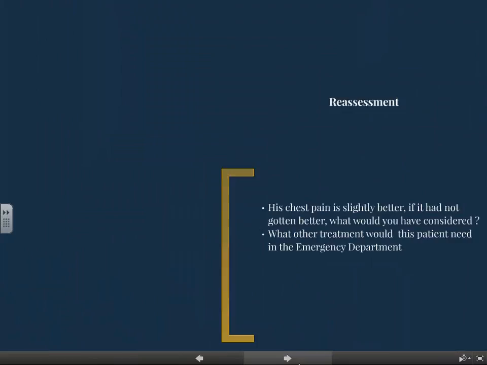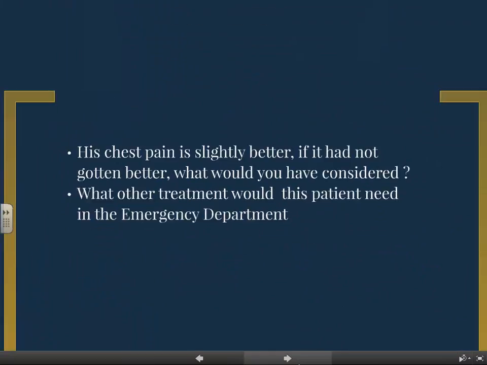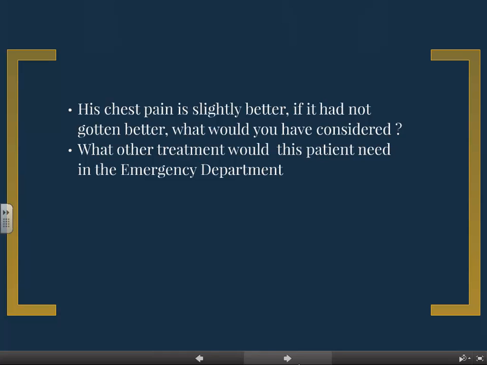Okay? Reassessment. Chest pain slightly better. If it had not gotten better, what would you have considered? Another dose of nitro, right? Maybe some more morphine.